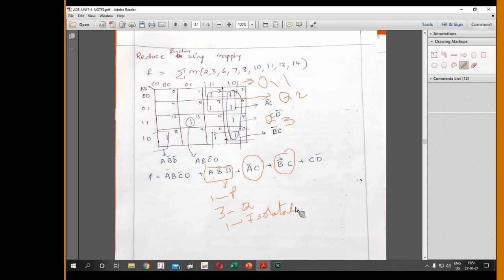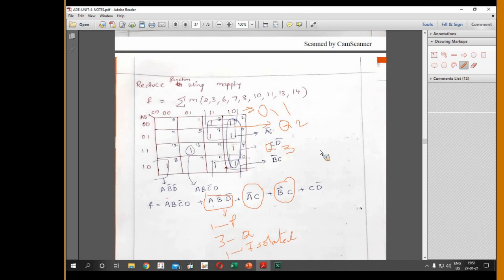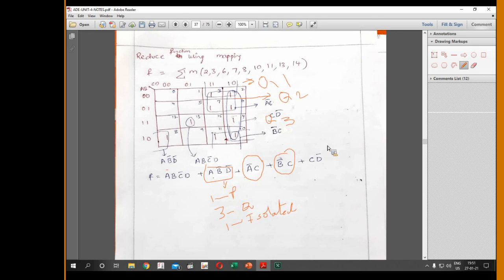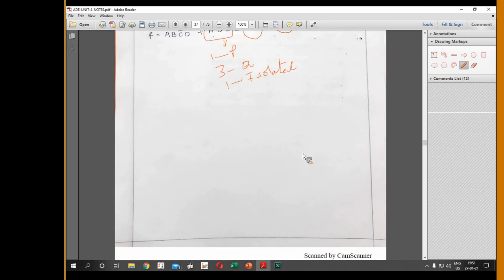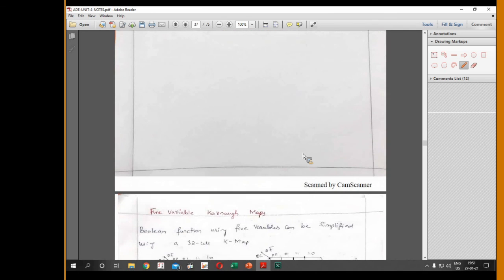Is it clear, everybody? Let us stop my lecture here. In the next class we are going to deal with minimization of functions using the 4 variable standard POS function, as well as using don't care combinations. Do you have any doubts?